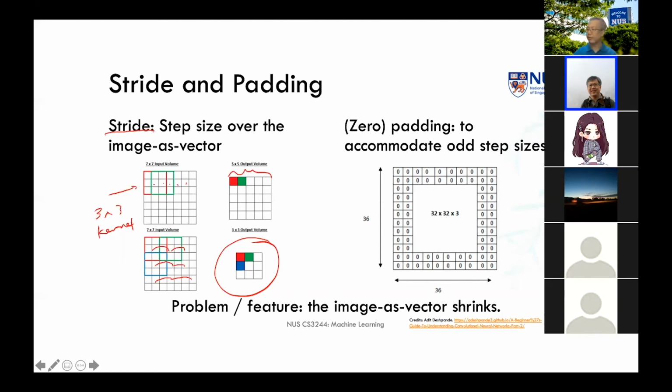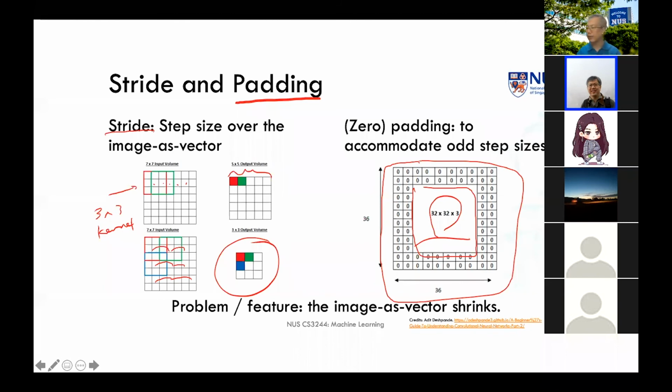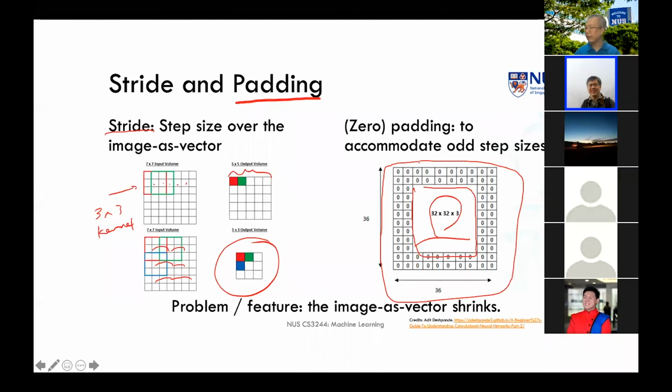And the way to combat that it's shrinking is to do padding. Padding means adding a border of zeros around the original image. So our original image might be here, for example. And then we just add these zeros so that when we convolve the kernel around, we get back something that's 32 by 32.